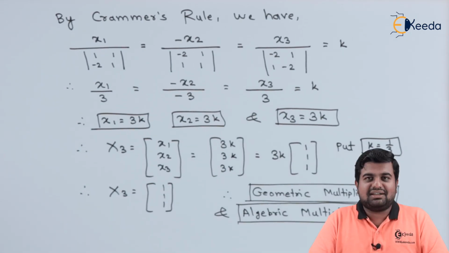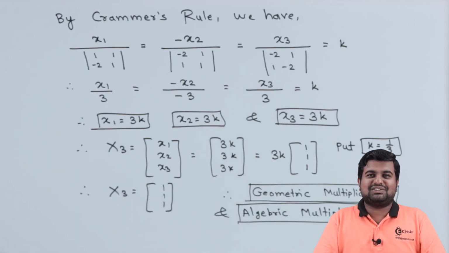So we have calculated geometric multiplicity as well as algebraic multiplicity using one example, that is a 3 by 3 matrix.